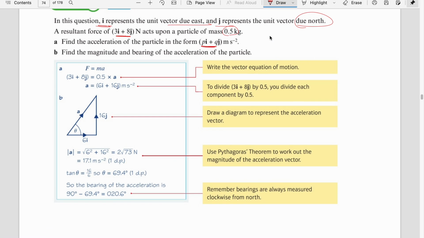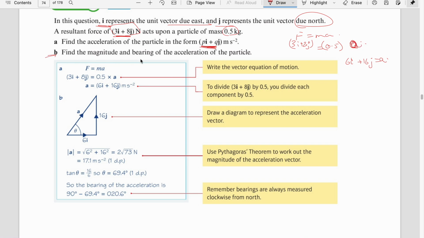So we have F equals ma. Force is given in question, that is 3i plus 8j. Because he asked in this form, that is why we are using this, or else we would have applied Pythagoras theorem. Mass is given, which is 0.5, and acceleration is unknown. So we just divide by 0.5 on the other side. 3 by 0.5 is 6, 8 by 0.5 is 16. So that is the acceleration.